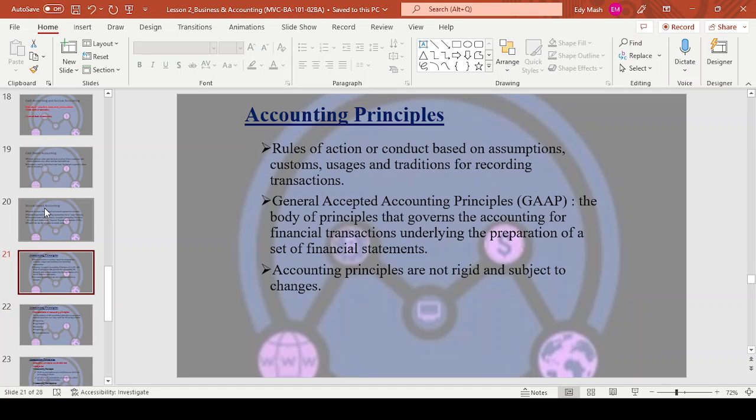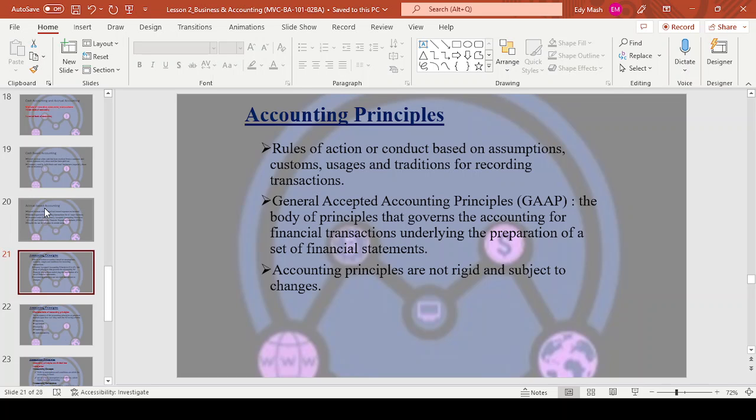All right, accounting principles. These are the rules of action or conduct based on assumptions, customs, usages, and traditions for recording transactions. We have that GAAP, the body of principles that governs the accounting for financial transactions underlying the preparation of a set of financial statements. So all financial statements have to follow the GAAP. If they are not following the GAAP, they are not approved by the stock exchange or even the government. If you use the GAAP, you are good to go.